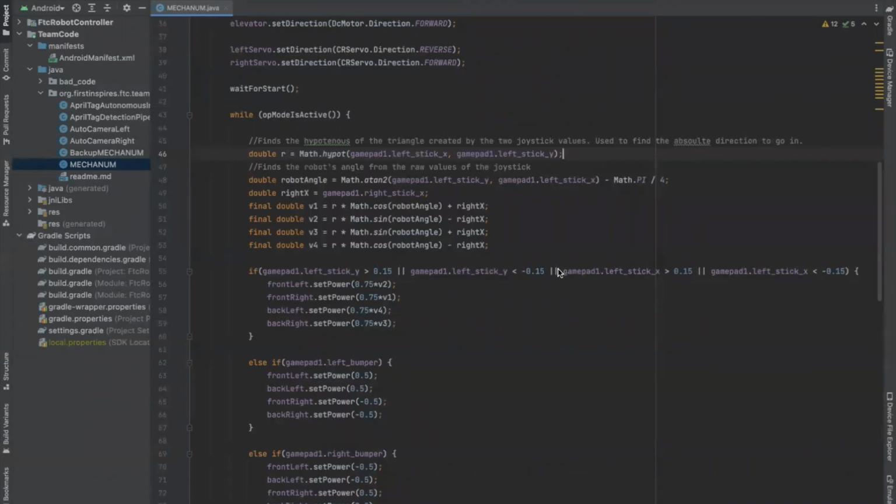Then using that, we're going to find the angle that our little hypotenuse is at. So we're going to find this angle right here, which is going to be useful later on. We're going to subtract pi over 4 from it, just so it goes in the direction that we want it to. Just some logistical stuff.